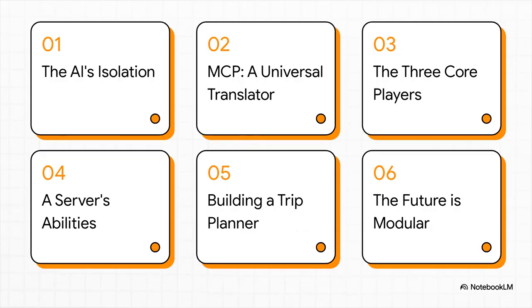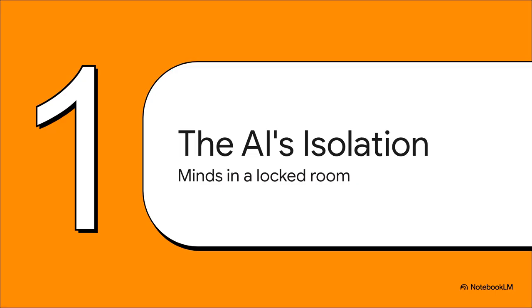First, we'll look at the AI's big isolation problem. Then we're going to introduce the really elegant solution, the Model Context Protocol, or MCP for short. After that, we'll meet the three key players that make it all tick, see how it works with a real-world trip planner example, and finally, we'll talk about why this whole modular approach is such a game changer for the future.